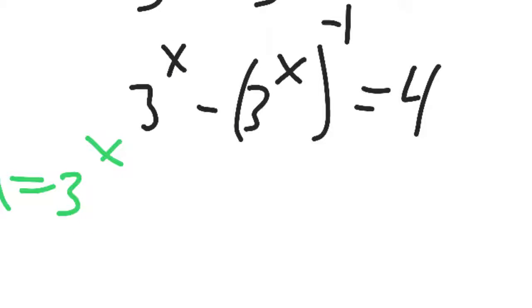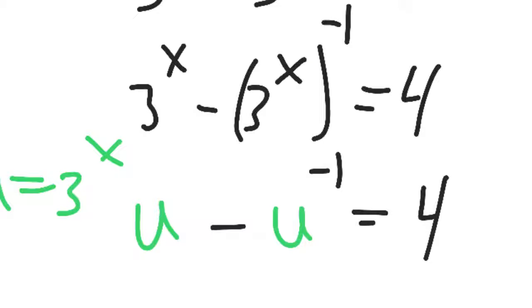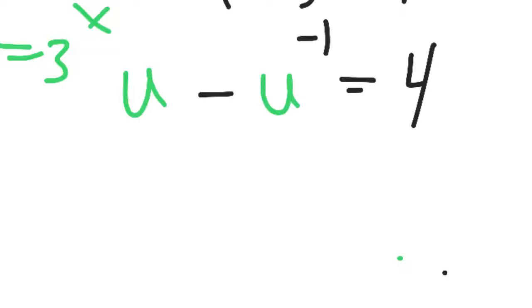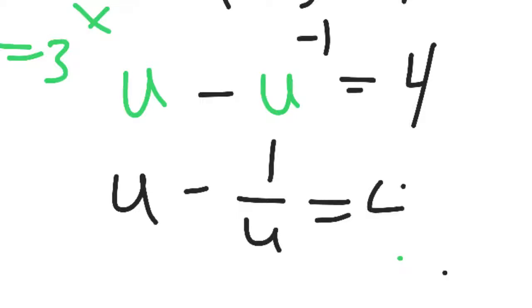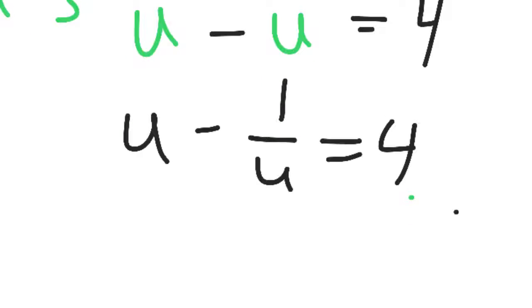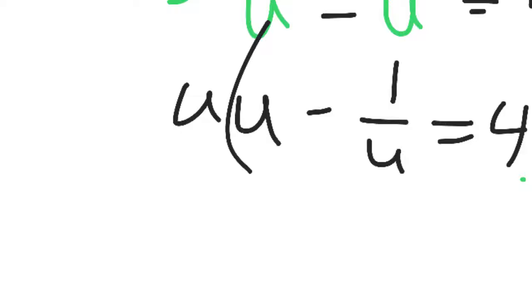Now we can say u is 3 to the x. So we got u here, u here. The u substitution allows us to have a much simpler equation to solve. Just make sure you recognize that u to the negative first means 1 over u. And if you're trying to solve for u, that means you've got to get it out of the denominator of a fraction. So you've got to multiply everything by u.